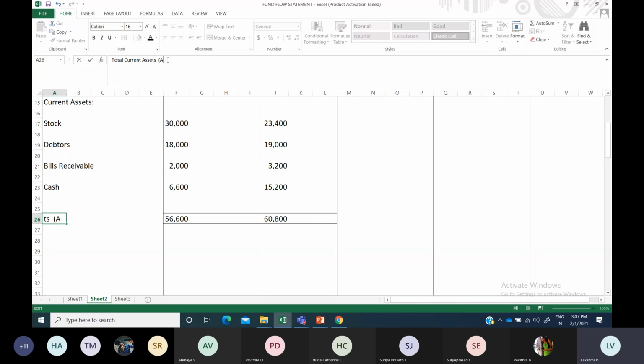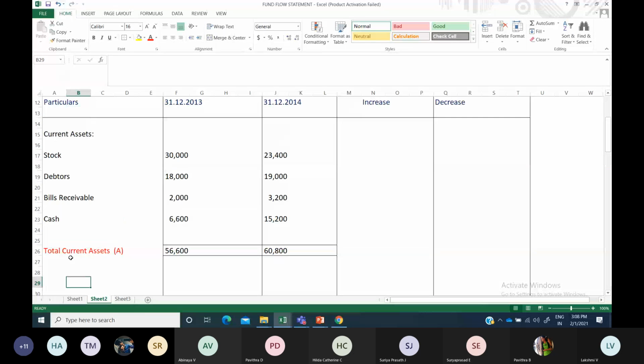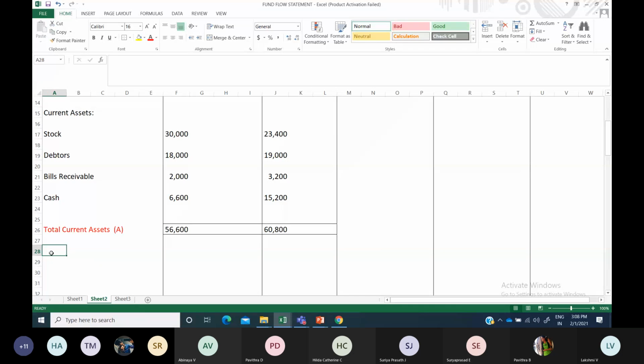Since we have to calculate working capital, which is current assets minus current liabilities, I am assigning total current assets as A. You can highlight it also. So the current assets are over. Likewise, now the current liabilities.